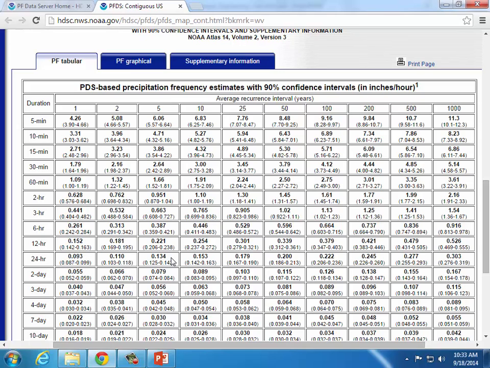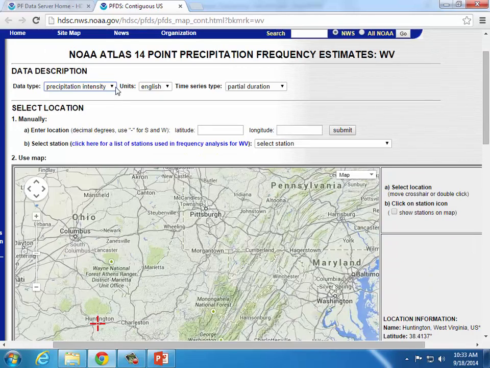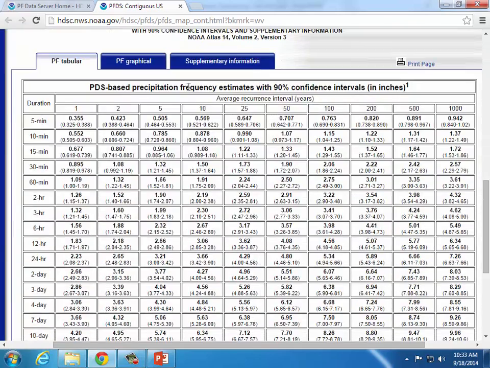So let's go back now. This was a graph of intensity. Let's go back to depth and just double check. So 5-year, 24-hour storm, 3.21. Good. The depth for the 1-hour storm, 1.66. Good.